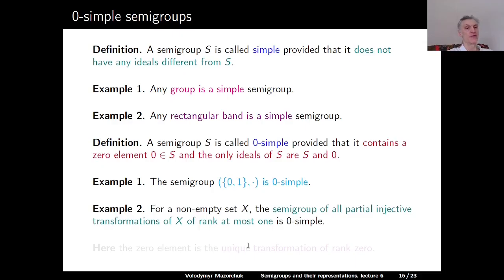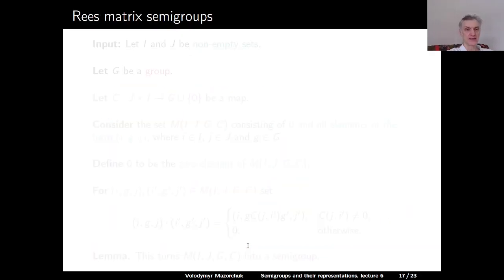Example 2: for any non-empty set X, the semigroup of all partial injective transformations of X of rank at most 1 is zero-simple. So here the 0 element is the unique transformation of rank 0, the transformation with the empty domain. Next, let us give a construction of what is known as Rees matrix semigroups.